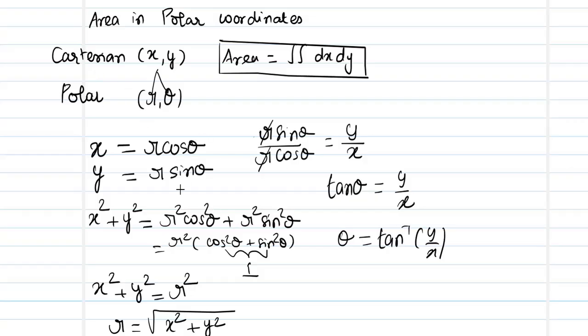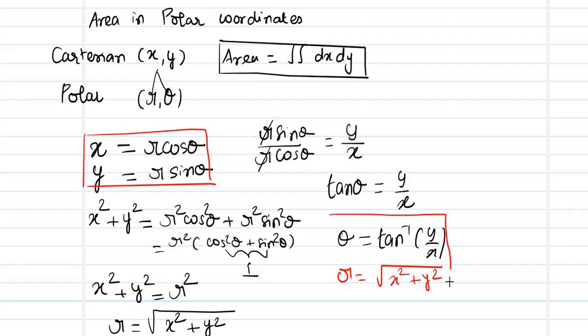Hence, we have the relationship x equal to r cos theta, y equal to r sin theta for conversion from Cartesian to polar. And for the back conversion, we can make use of the formula r equal to root over x square plus y square and theta equal to tan inverse of y by x for the reverse transformation. Now coming to the formula for area.